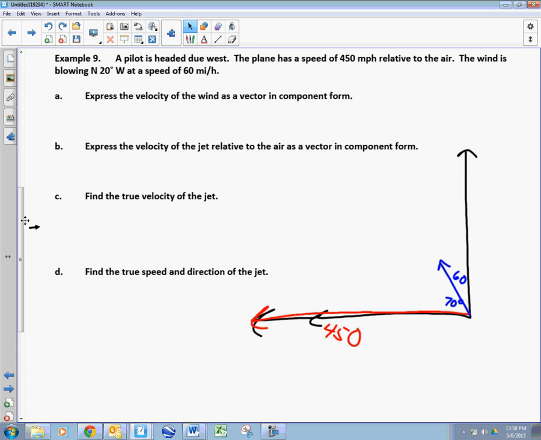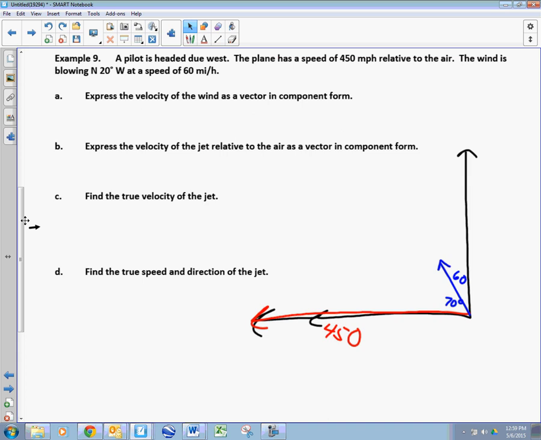Okay, so think about it. The plane's flying and it's hitting a wind. Is this wind affecting the travel of the plane? Yes. Is it affecting the travel more towards the north or more towards the west? Towards the north, because the majority of the wind is blowing north, just a little bit to the west. So it's going to knock it off course a little bit, and furthermore, it's going to affect its overall speed.